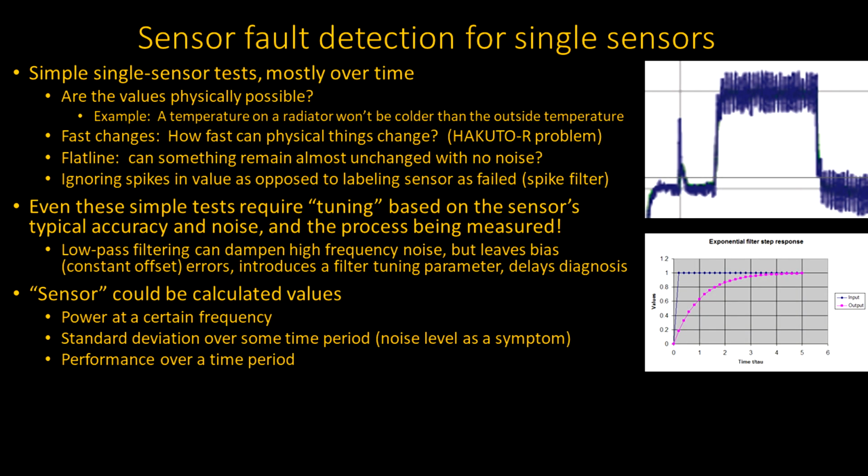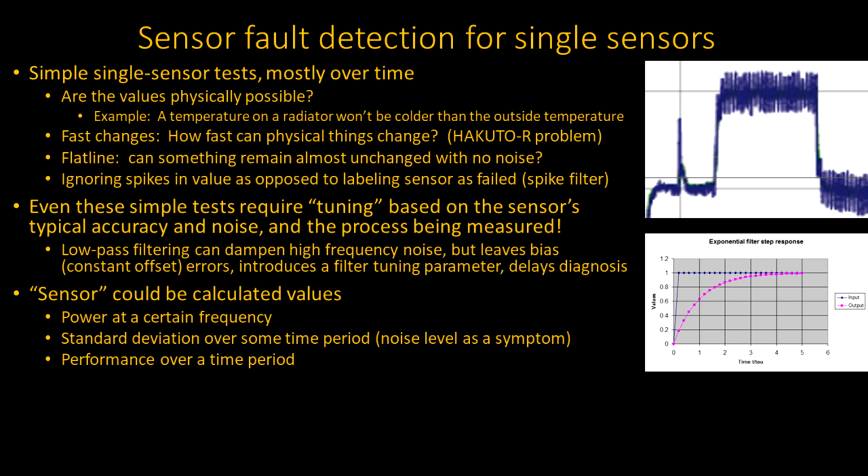Next, we'll start talking about ways you can detect faults, and we'll start with a single sensor just by itself. What can you really tell from one sensor? The real answer is not a whole lot without cross-checking, but there are things you can do. So there are these tests, most of which talk about how the values change over time. First question is, are the values even physically possible?